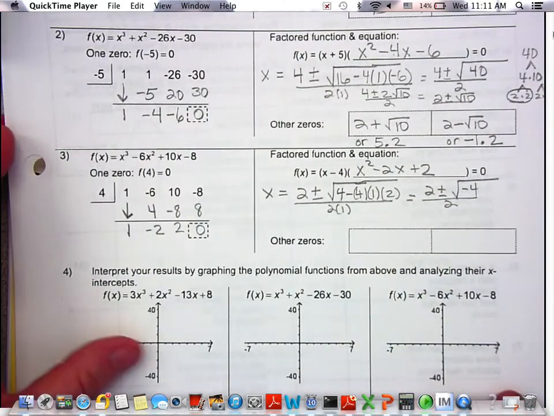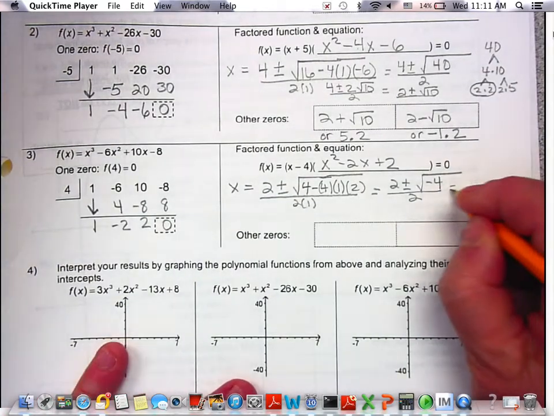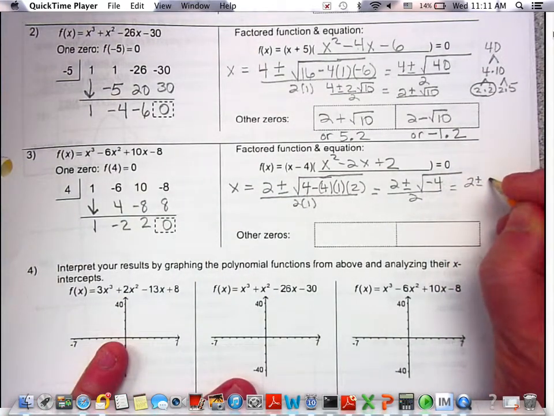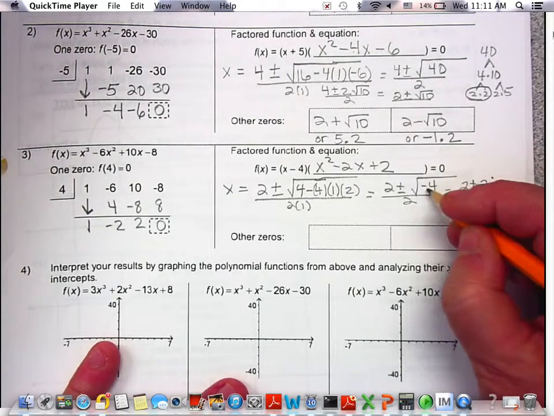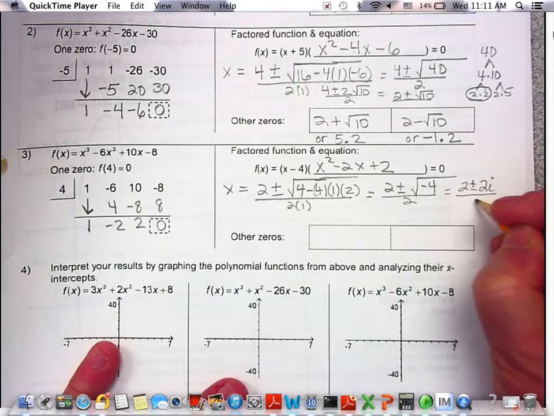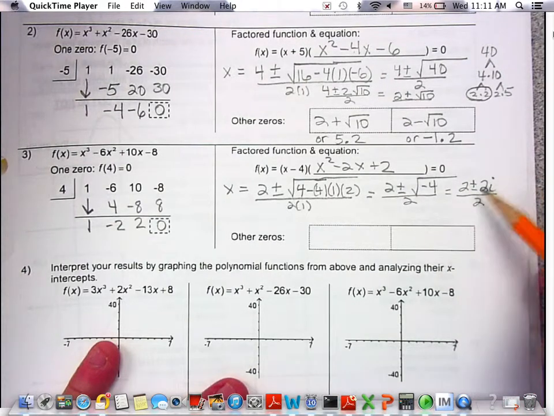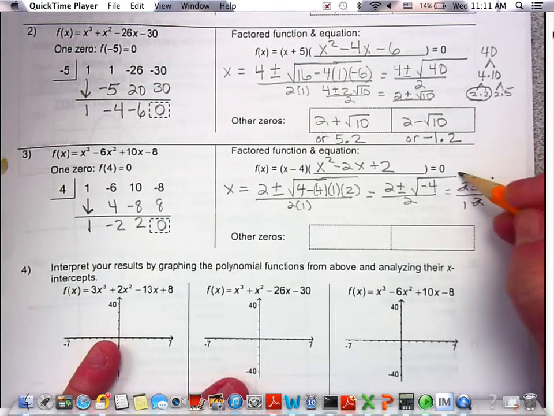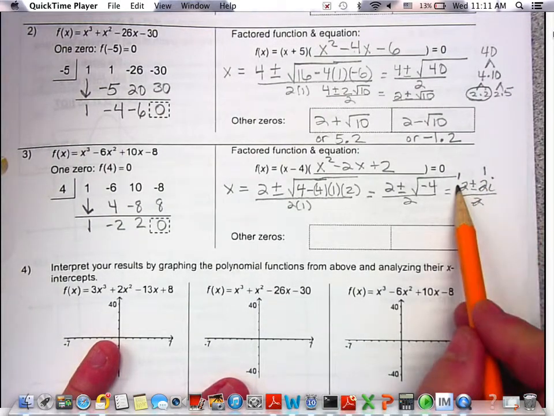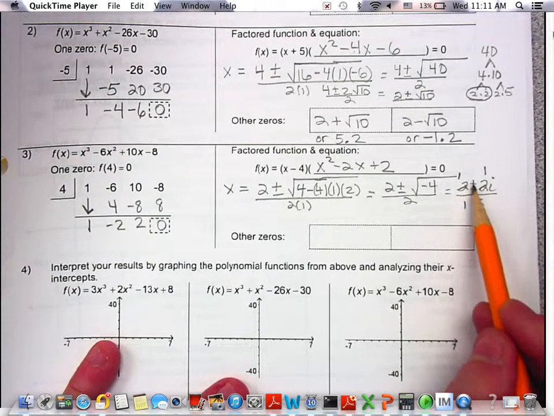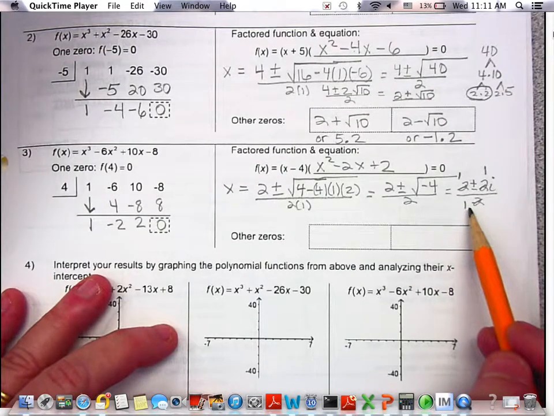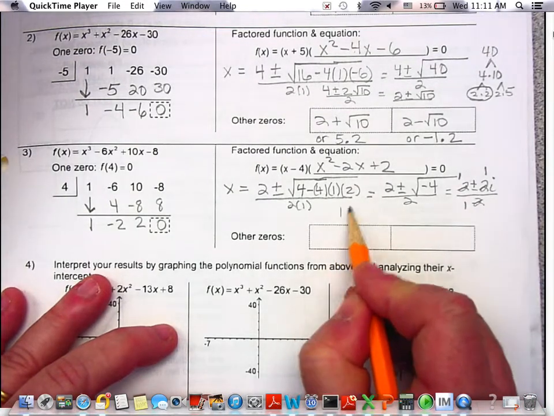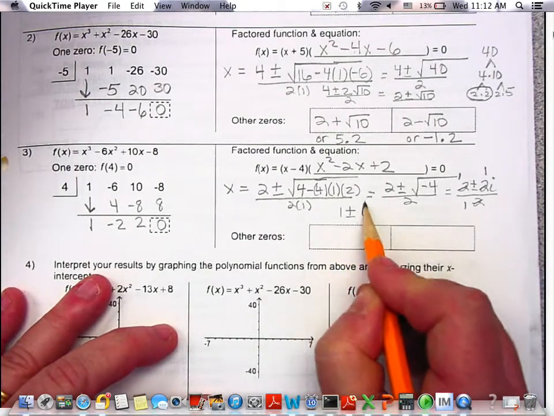And the square root of a negative is imaginary, so 2 plus or minus what? 2i. Square root of 4 is 2, and then the square root of a negative is an i, all over 2. And then these 2's all cancel out. So you just left it plus or minus i. No, you still have this 1. So you have 1 plus or minus 1i, or just i, over 1, which you don't need the 1 in the bottom. So you end up with 1 plus or minus i.